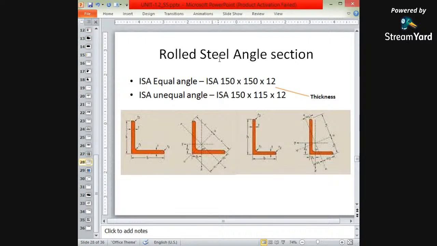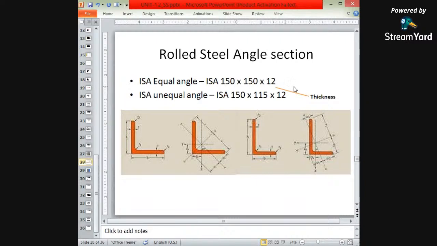Again, angle sections. What are rolled steel angle sections? ISA, Indian Standard Angle, has two types of angles: equal angle and unequal angle. This is unequal, where the width is less and the height is more. These two are unequal and these two are equal. So for equal angle sections, Indian Standard Angle, and what about this size? 150 by 150 by 12.